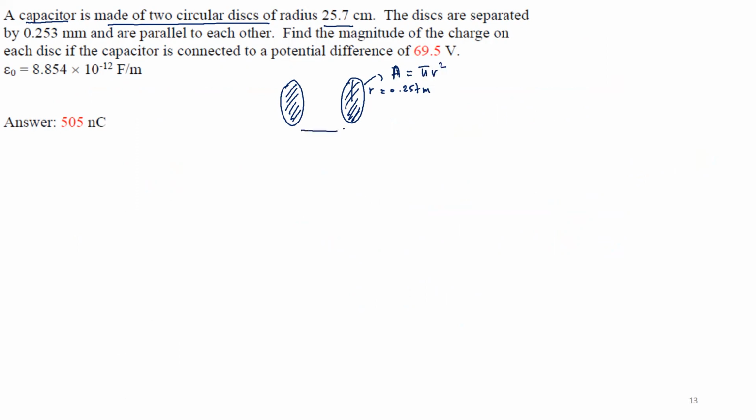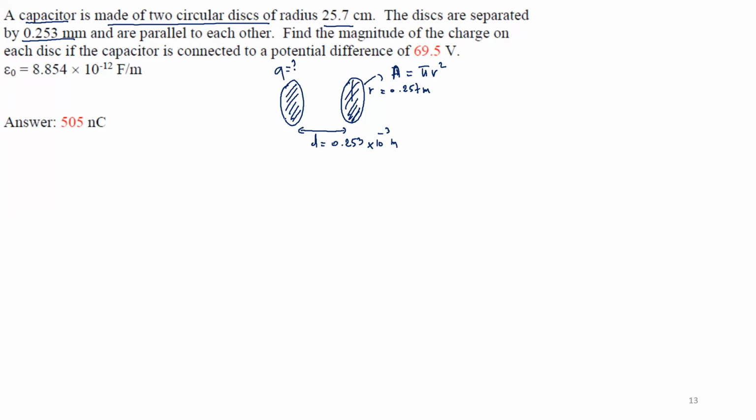The disks are separated by this distance d. What's d? 0.253 millimeter. Of course, you put it in meters, 10 to the power minus 3 meters. And they are parallel to each other. Now, what's the question? The question is, find the magnitude of the charge on each disk. So basically find Q here. Of course, this will be minus Q, right? So what is Q?